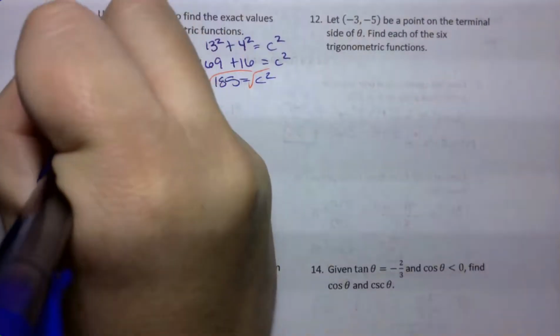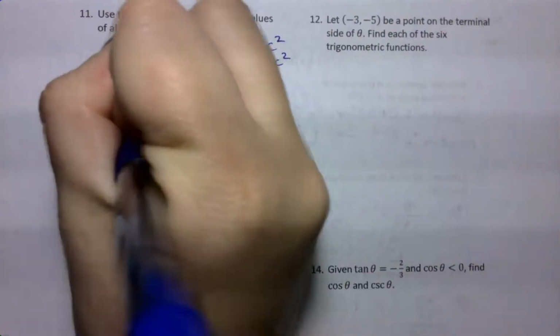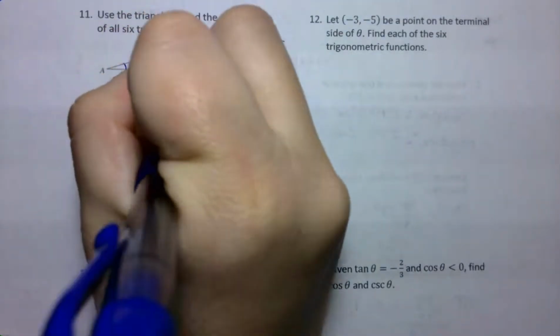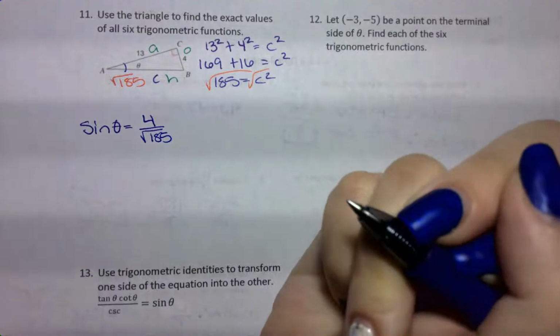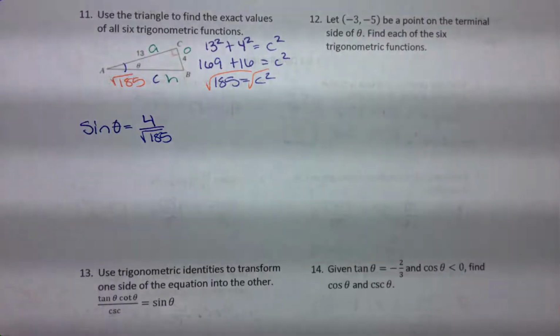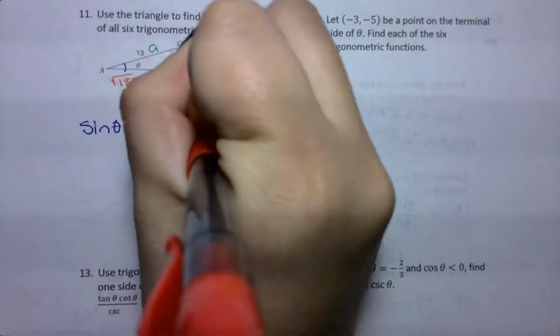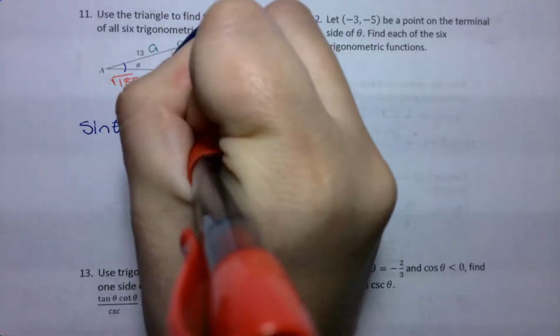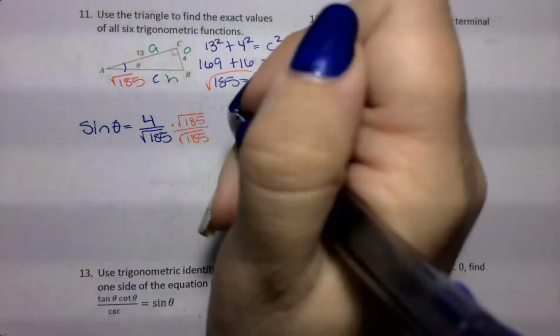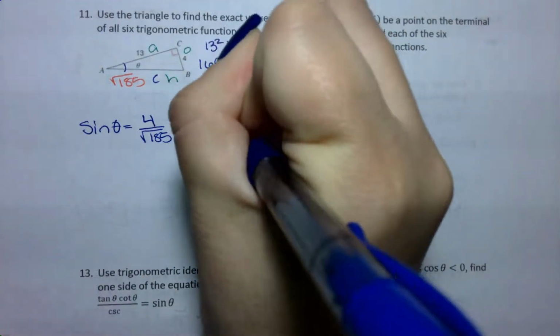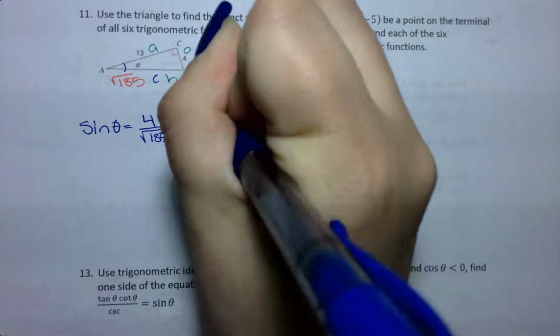I like starting off with sine. Sine is opposite over hypotenuse, which is 4 over the square root of 185. Because I have a radical on the bottom, I want to rationalize this to get rid of it. I'm going to multiply both the top and bottom by the square root of 185, which will give me 4 square root of 185 over 185.